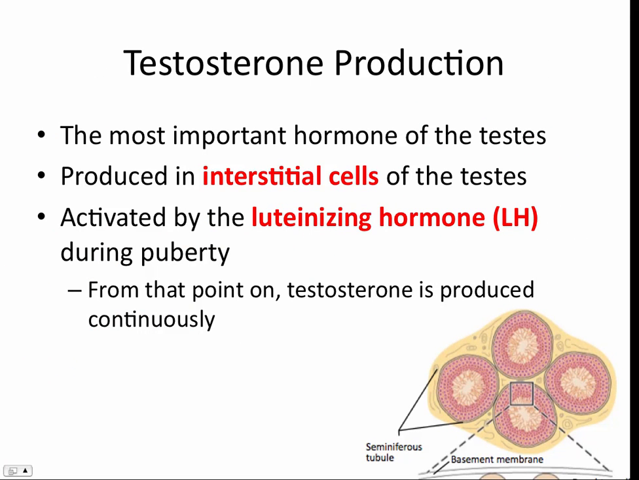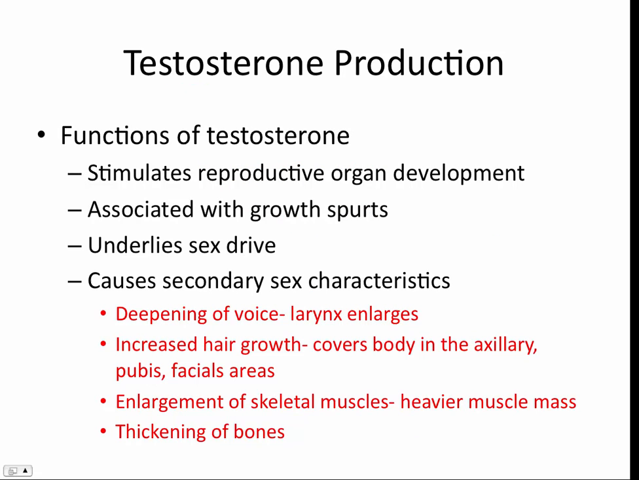Now let's look at the different types of hormones and the effect that they have on sperm maturation. The first important hormone that we have in the testes is going to be testosterone, and that's produced by the interstitial cells surrounding the seminiferous tubules. And this is activated by luteinizing hormone during puberty. From then on, testosterone is going to be produced continuously.